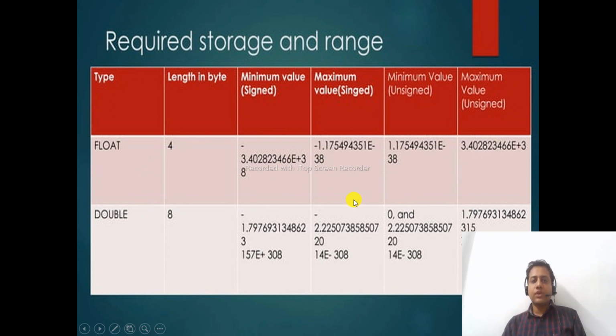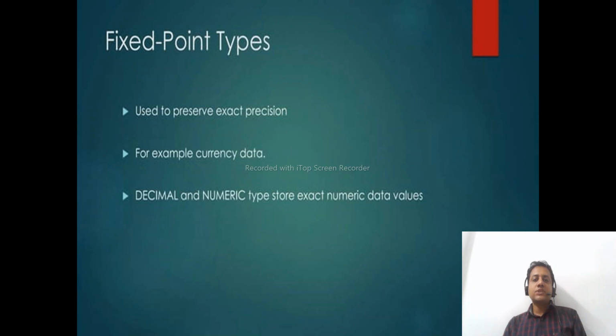Now let's move to next slide and see fixed point data types. Now there are certain data types which are very fixed in number. For example, we want to store currency exchange rate. For example, right now USD currency exchange rate is 83.34. So in order to precisely save this numeric type, we use decimal or numeric type of data. Otherwise, we can also use certain data types which can store data in floating points.